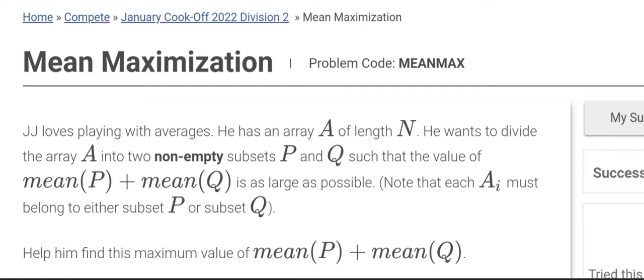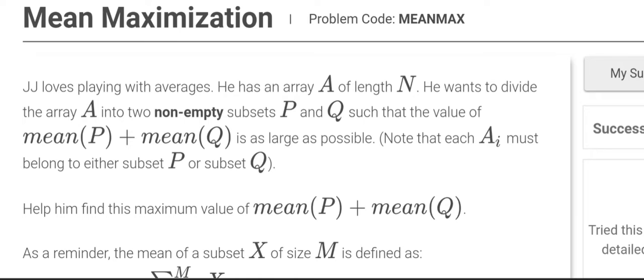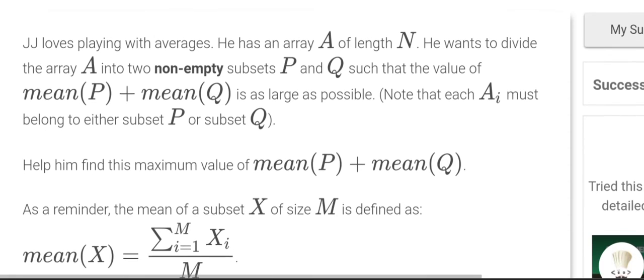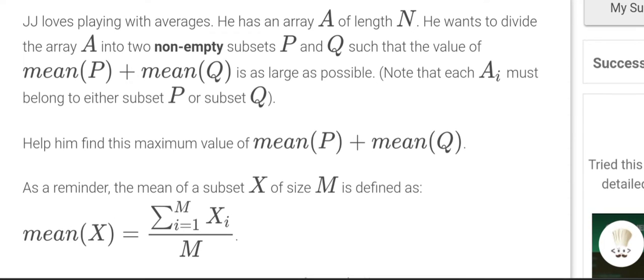So today's problem, I am going to discuss Mean Maximization, which is from January Cook-Off 2022 Div 2 problems. The problem statement says that JJ loves playing with averages and he has an array A of length n. He wants to divide array A into two non-empty subsets, P and Q, such that the sum of the mean of P and the mean of Q is as large as possible. Note that each A_i must belong to either subset P or subset Q. Help him find the maximum of mean P plus mean Q.